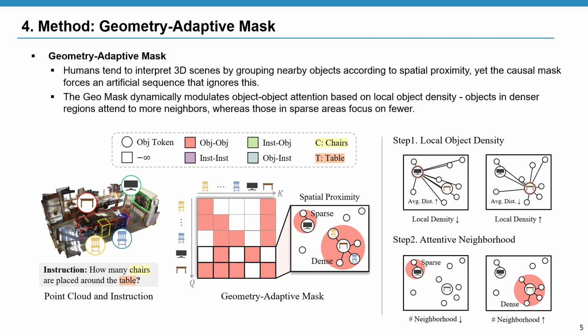First, the geometry adaptive mask. Just as humans naturally group nearby objects when perceiving 3D space, GeoMask dynamically adjusts each object's attention range based on its local density. It measures the average distance to all other objects in the scene to estimate local density. If that distance is short, the object is in a dense region. Then it assigns more attentive neighbors for dense regions and fewer for sparse regions. This enables attention based on spatial relationships rather than input order.